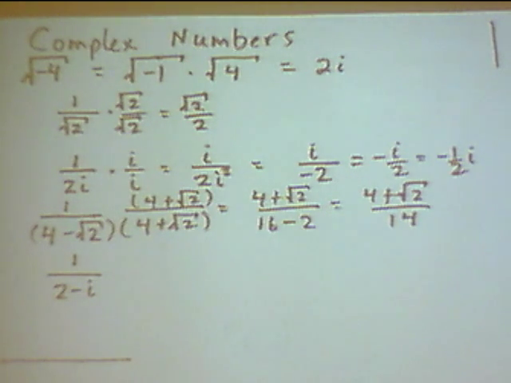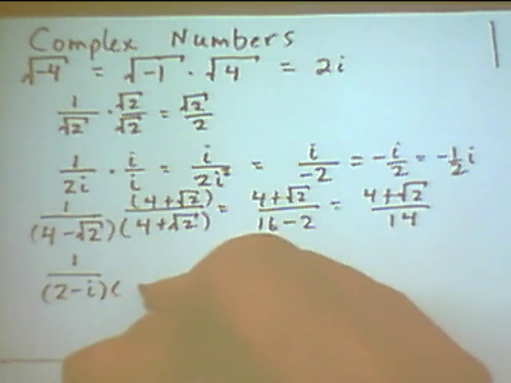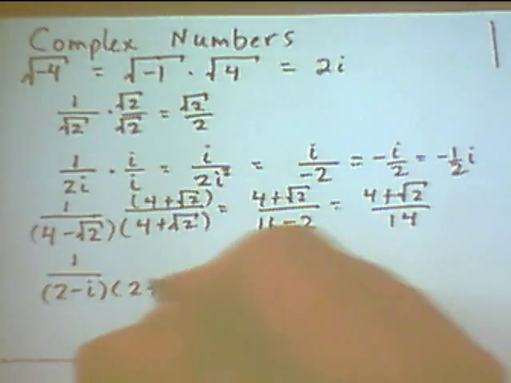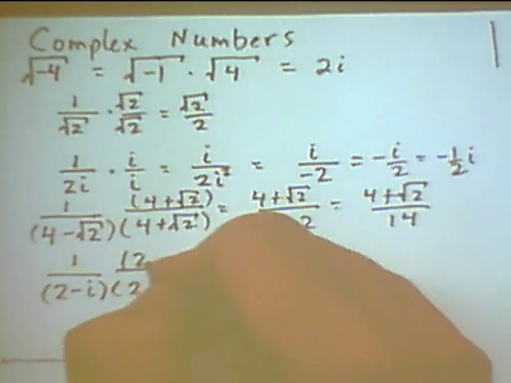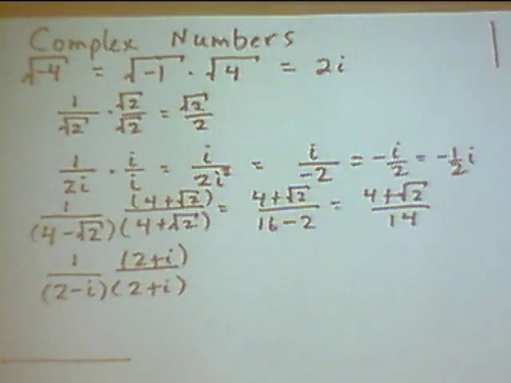Now let's look at the case where we have 1 over 2 minus i. So now we still have an i in the denominator, but now it's not just a factor, it's actually a term in a binomial. Well, the good thing is, you do the same thing here that we did when we had a square root in the denominator as part of a binomial. You multiply top and bottom by the conjugate. So I'm going to multiply the top and the bottom by 2 plus i.